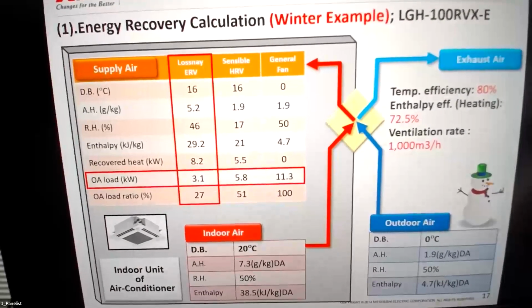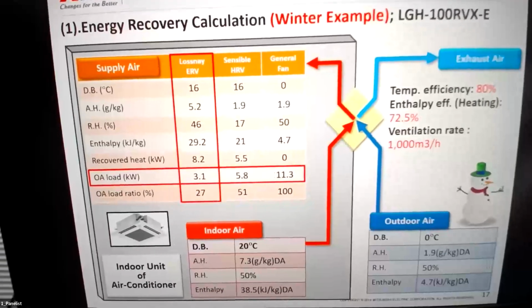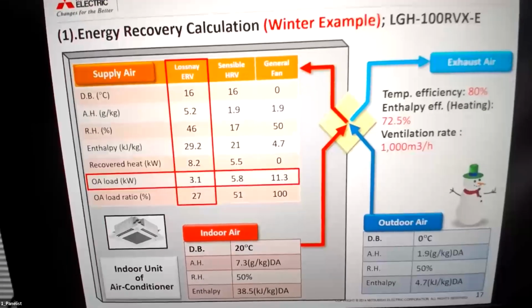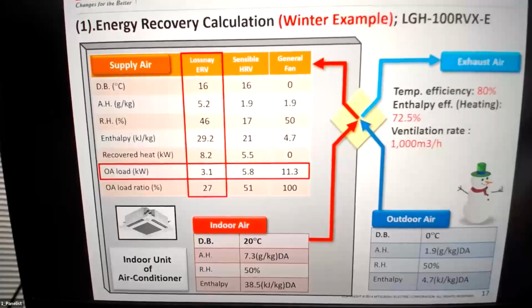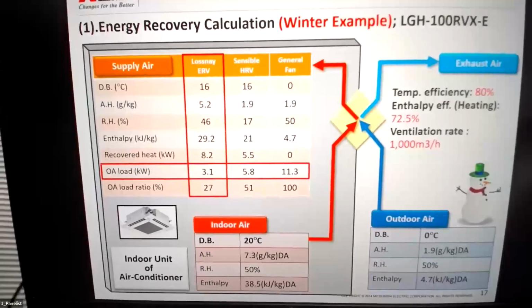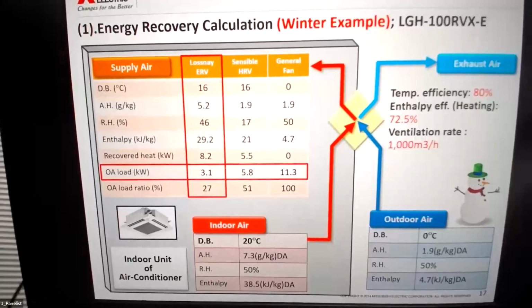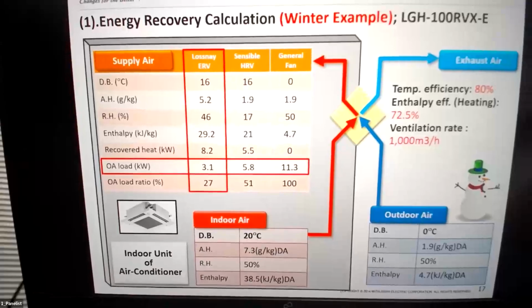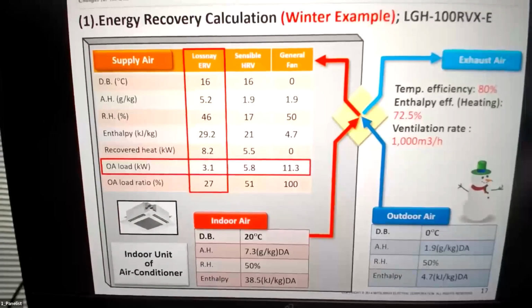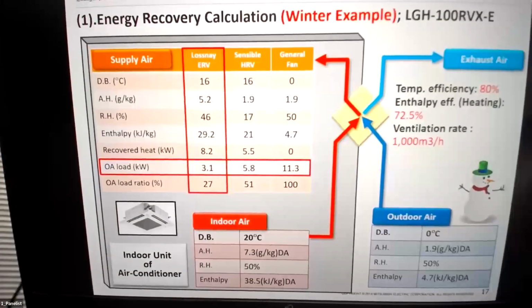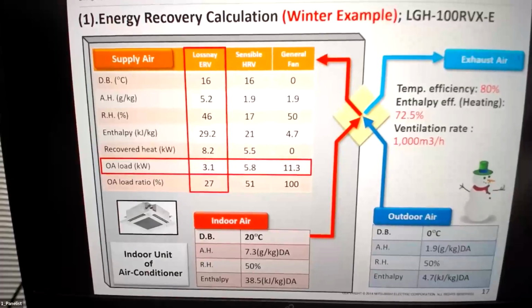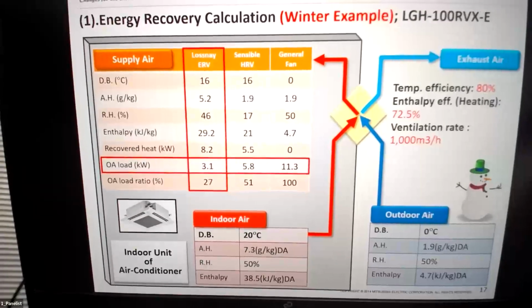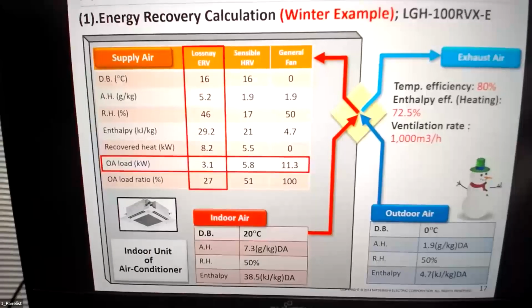So this is, sorry, a winter example. Inside temperature 20 Celsius, 50% relative humidity, comfort, winter. Outside temperature 0 Celsius, like a snow day, winter day. In this situation, open the window to get the ventilation, natural ventilation, zero energy recovery, and absolute humidity 1.9, dry, comes into the room.